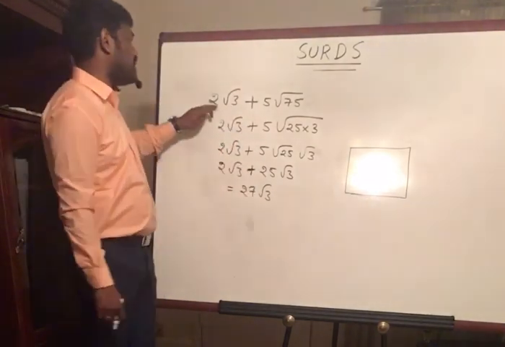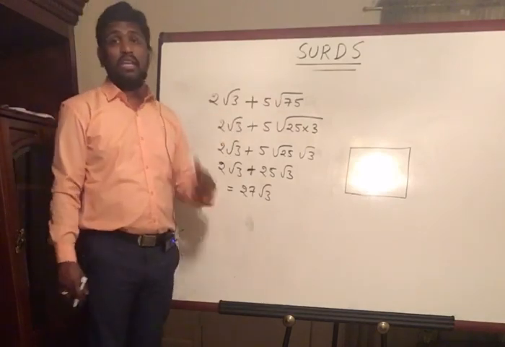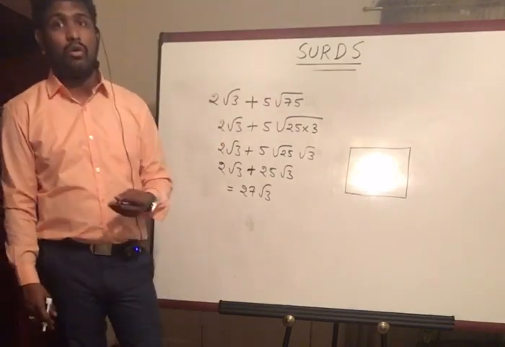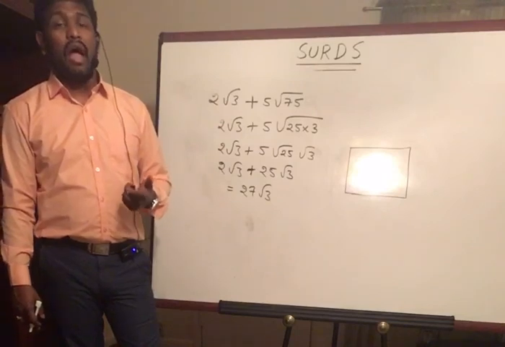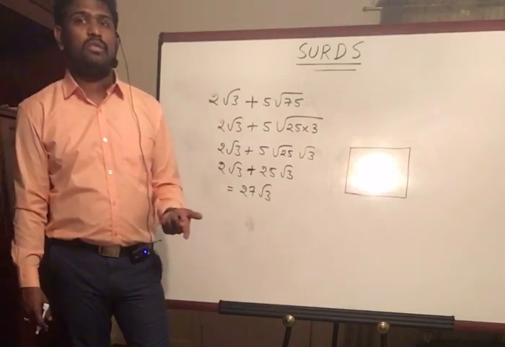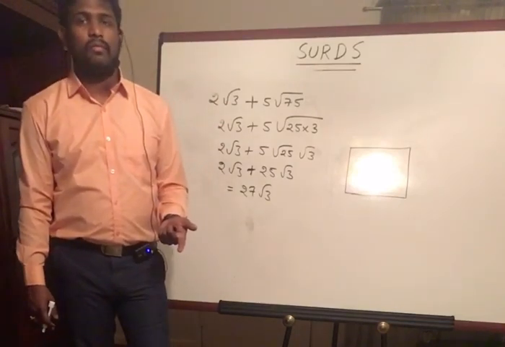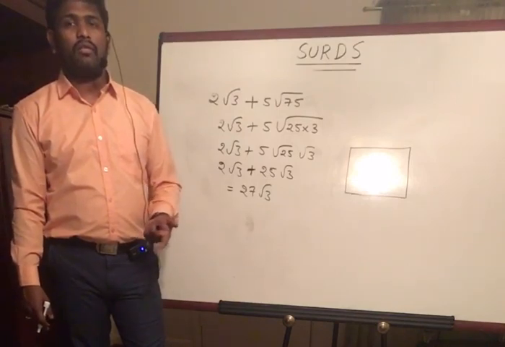Don't directly judge after seeing the first step. Check if they can be further simplified or not, and then you can add or subtract two or more surds. This is the way we can add or subtract surds.